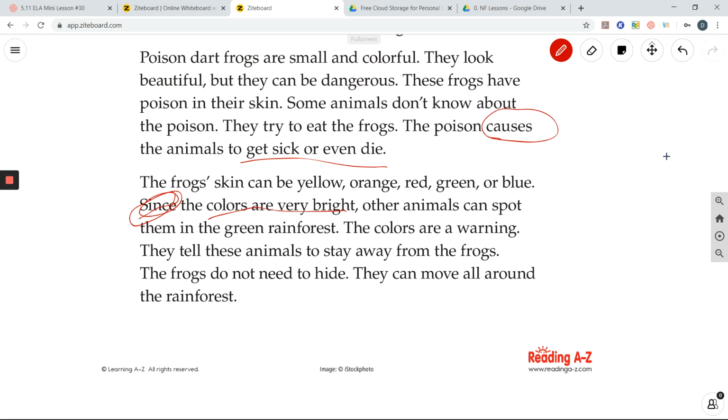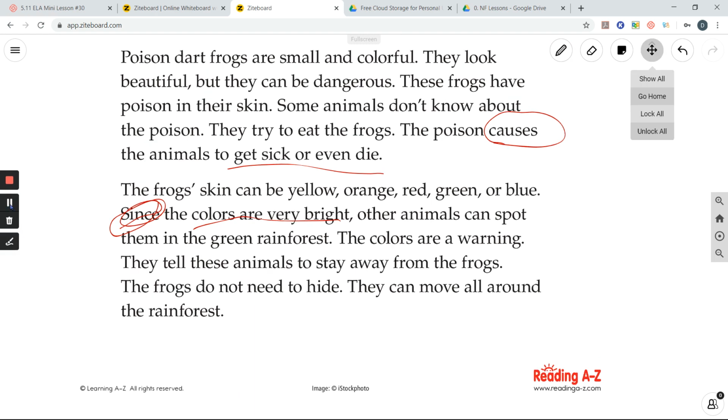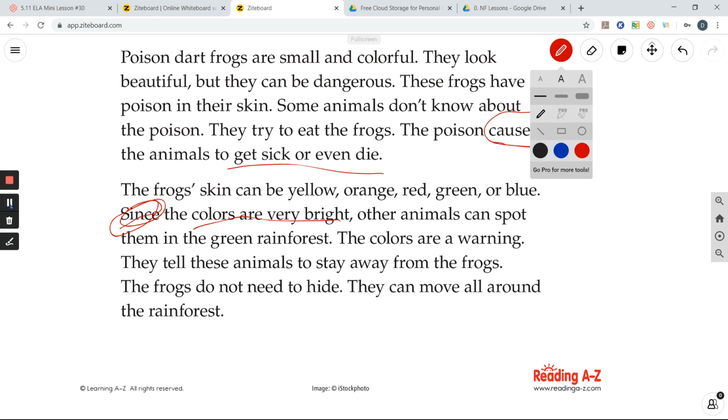What is the effect of the tree frog or the poison dart frog having this color? The effect of the poison dart frogs having bright colors is that other animals can see them in the rainforest. What other effects do the bright colors have?